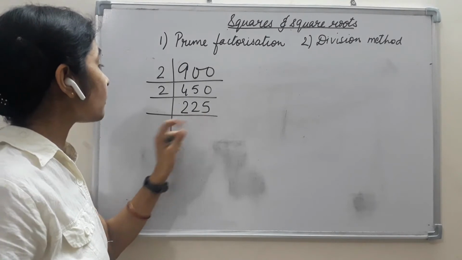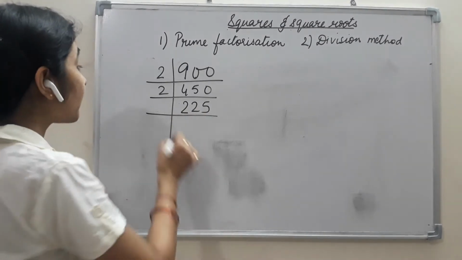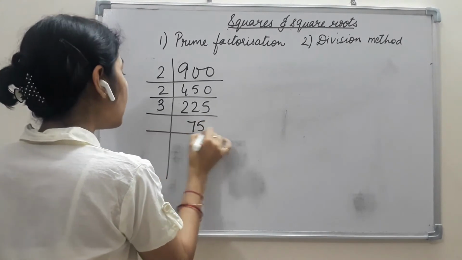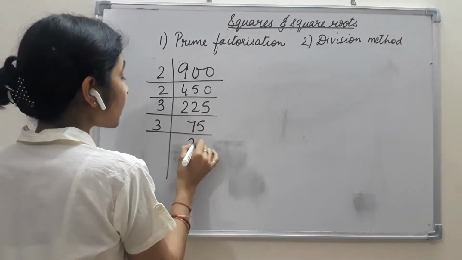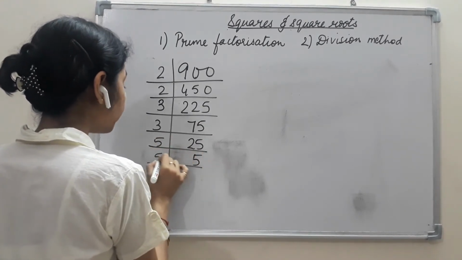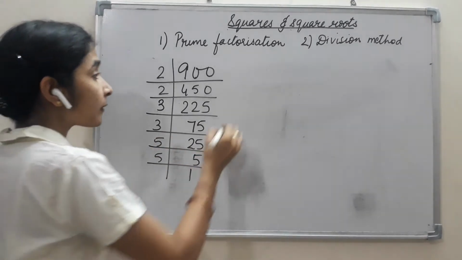2 plus 2 is 4, 4 plus 5 is 9. Of course we can divide it by 3. So 3 7s are 21, 5s are 5. Again we can divide it by 3. 3 2s are 6, 5s are 5. Now we can divide only by 5. So our prime factorization is done here.